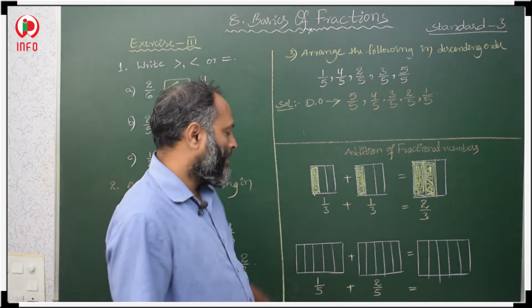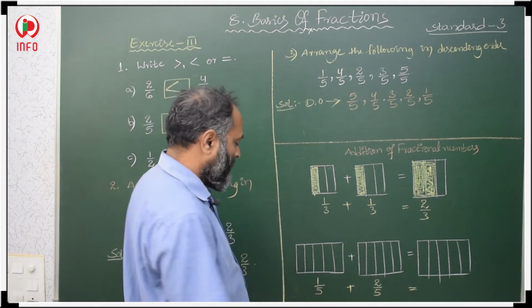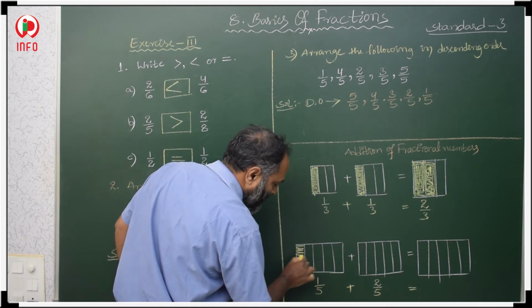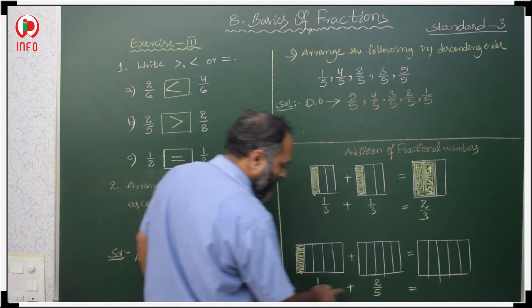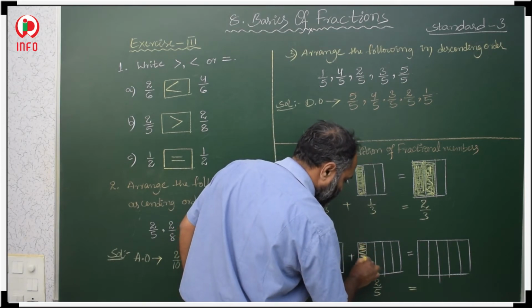Okay. Now, here 1 by 5 and 2 by 5. 1 by 5 means one part is the shaded part. Here 2 by 5 means two parts are shaded parts.